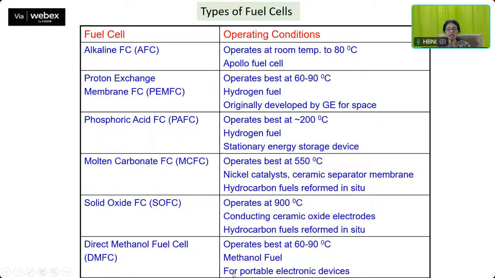The methanol is the fuel, and this is normally used for portable electronic devices. Whereas the alkaline fuel cell is the fuel cell which has been used in Apollo missions. The proton exchange membrane fuel cell was originally developed by General Electric for space applications. The phosphoric acid fuel cell is used for stationary energy storage devices, where you can use these cells for grid level energy storage. The molten carbonate fuel cell uses a hydrocarbon fuel reformed in situ.